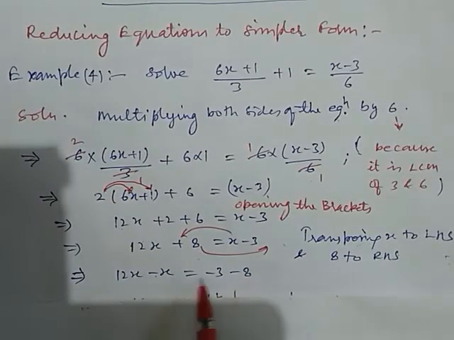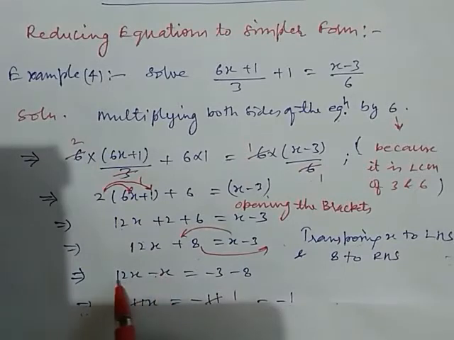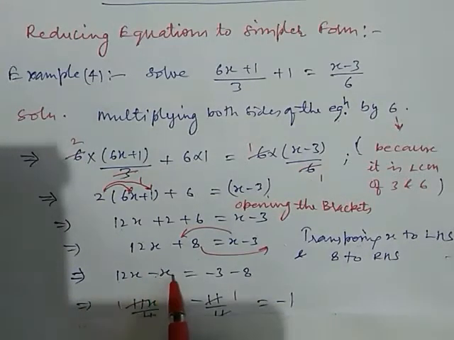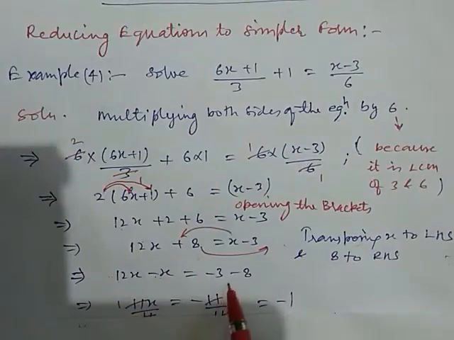Okay, now the signs of both these terms are different, so we subtract them. So after subtracting 12x and x, we get 11x, and here both the signs are the same, so we add them, so we get minus 11. Okay, because same signs are always added, and the sign of the result always comes from the bigger number, so here minus.